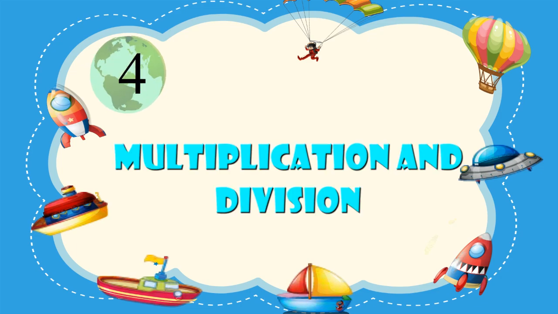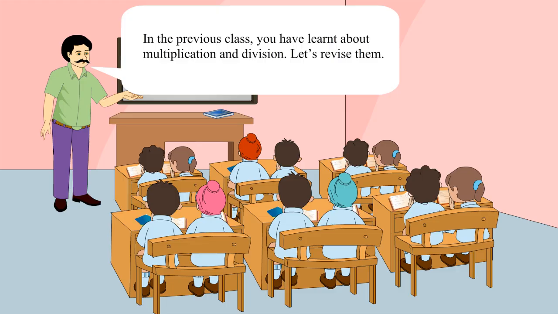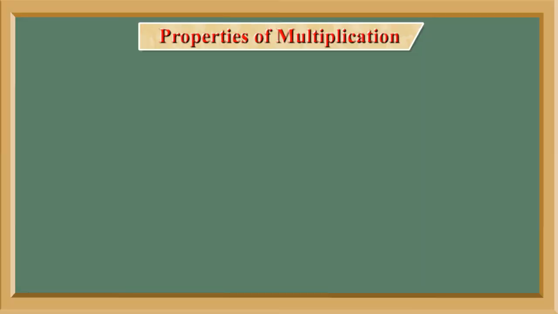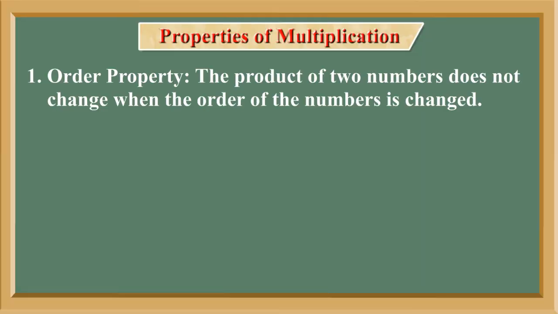Lesson 4. Multiplication and Division. In the previous class, you have learnt about multiplication and division. Let's revise them. Properties of multiplication. 1. Order property. The product of two numbers does not change when the order of the numbers is changed.